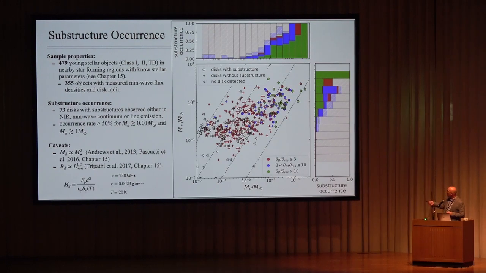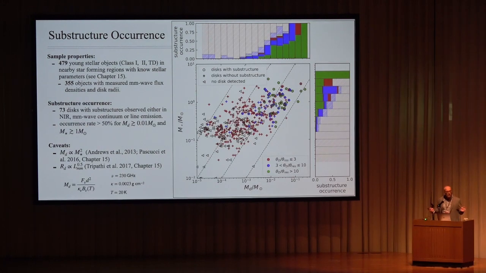So these points here are coded in the way that crosses are disks with no structures, circles are disks with structures, and they are also color-coded based on how well we resolve the disk. So for example, the green dots are disks where we have 10 resolution elements across the disk. Obviously, to see structure, you need to resolve the emission. However, because there is a correlation between the disk flux and the radius, the brightest disks, those that tend to be found around more massive stars, tend to be the largest. And so we obviously focus our attention on these big disks, right?